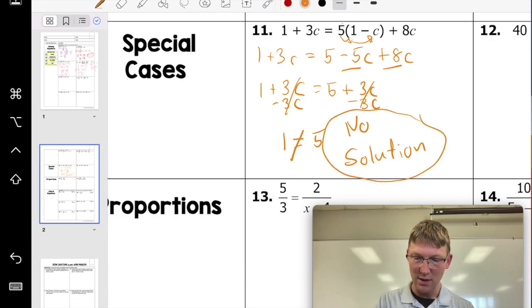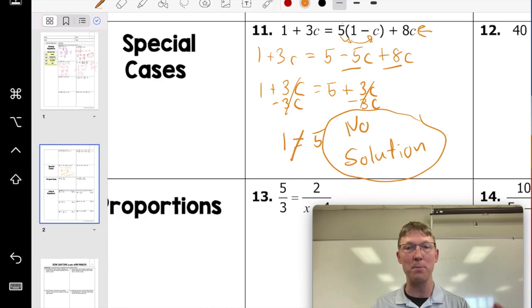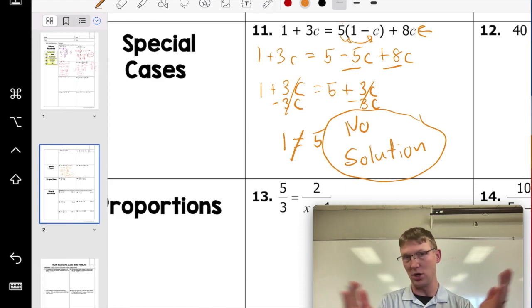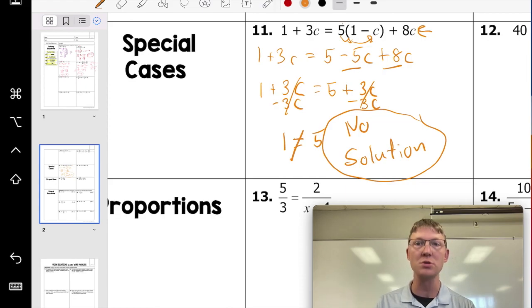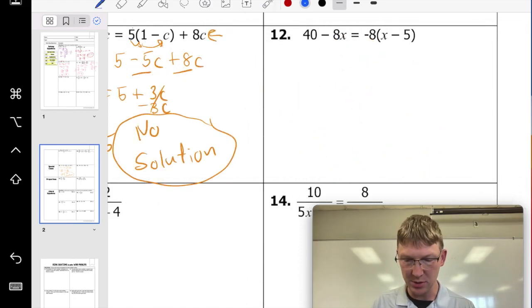That means that this equation up here is not true. It is false. It cannot happen. If you're building a bridge, your bridge fell down. If you're building a building, it collapsed. It cannot work. Whatever you are working with, there is no solution to make that work. So number 12 shows us our next special case. Let's go ahead and solve it and see what happens.